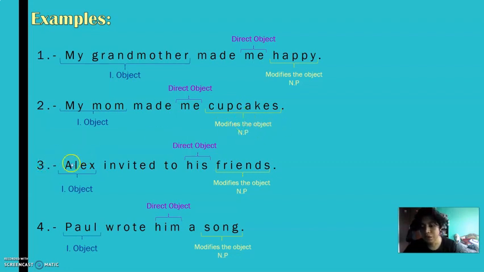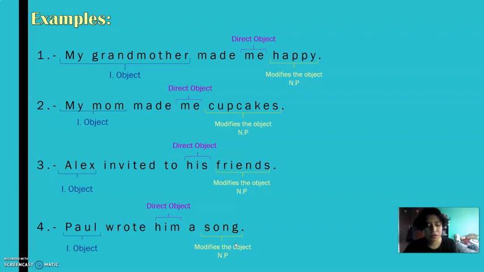Okay, number 3 is "Alex invited his friends." Alex is the indirect object, "his" is the direct object, "friends" is the noun phrase, and modifies the object. Okay, and the last one is "Paul brought him a song." Paul is the indirect object, "him" is the direct object, and "song" is a noun phrase and modifies the object.